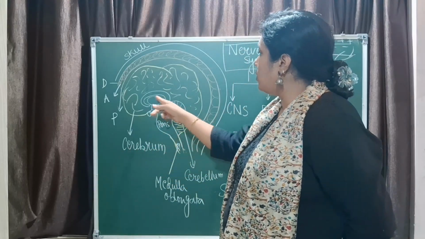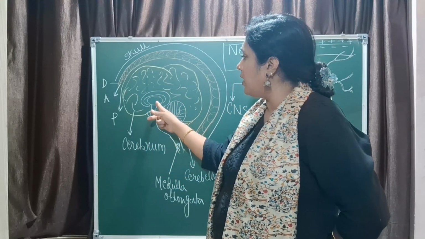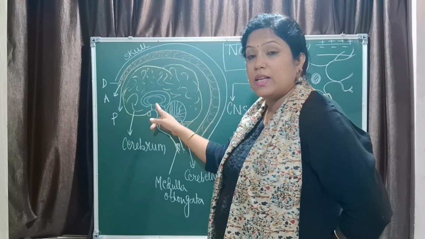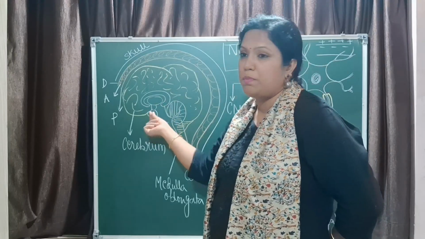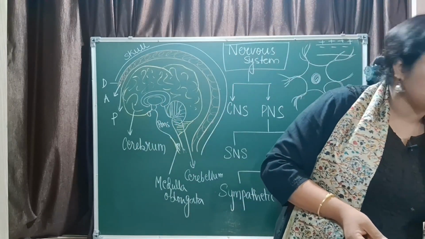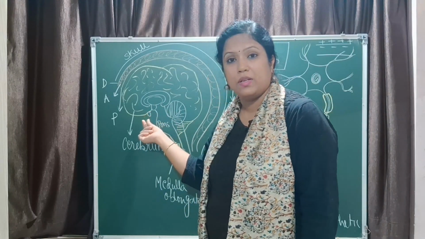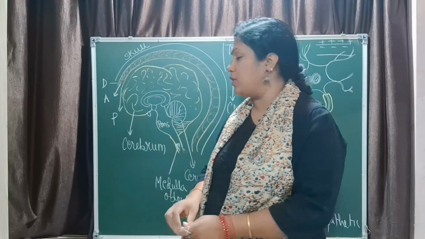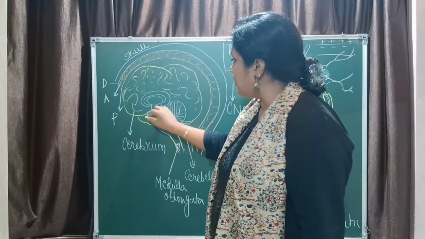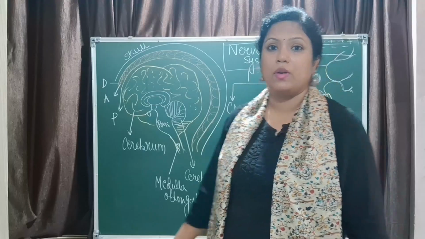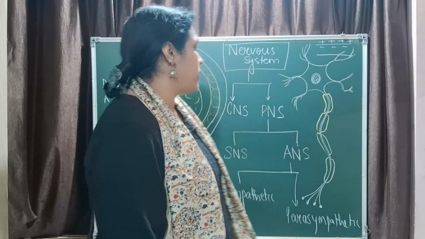Okay. Now below the corpus callosum you have thalamus, and below thalamus is the hypothalamus, and there is a small pea-shaped gland which is called the pituitary gland, present in your brain. We are going to study about it in the endocrine system.